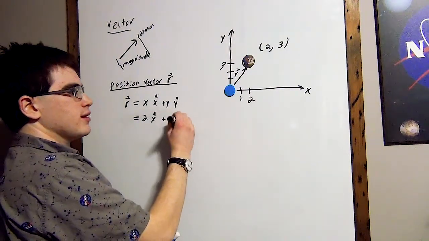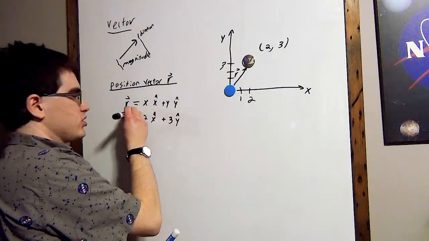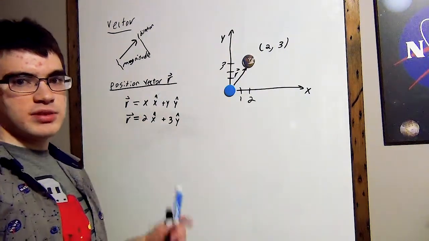Here, our position vector will be equal to 2 x hat, 2 in the x direction, plus 3 y hat, 3 in the y direction. This right here is our position vector.